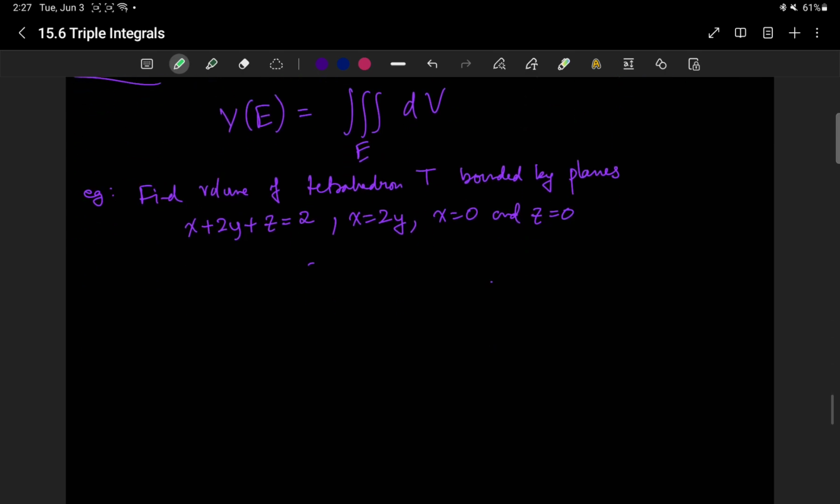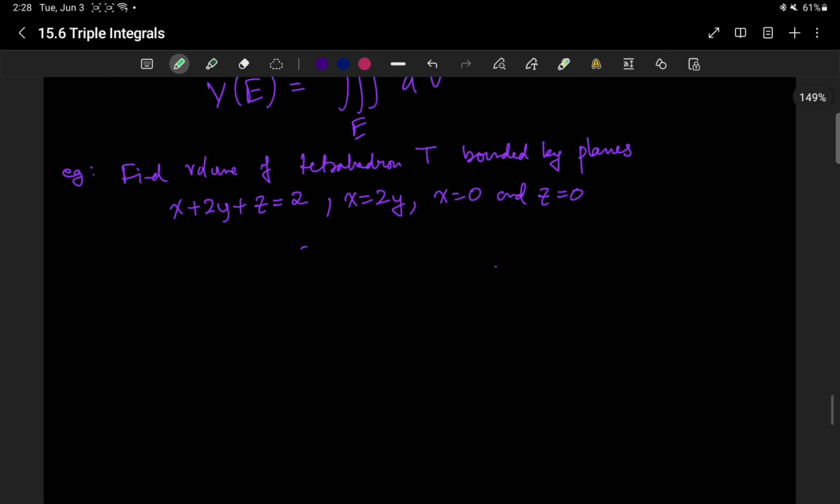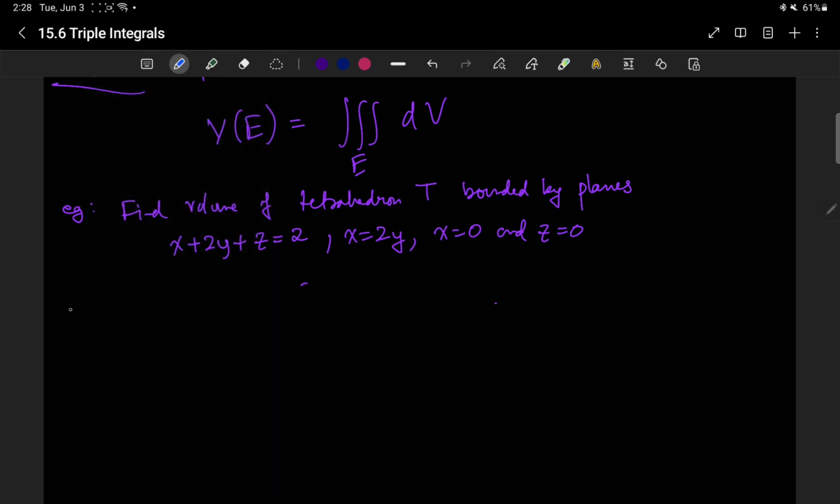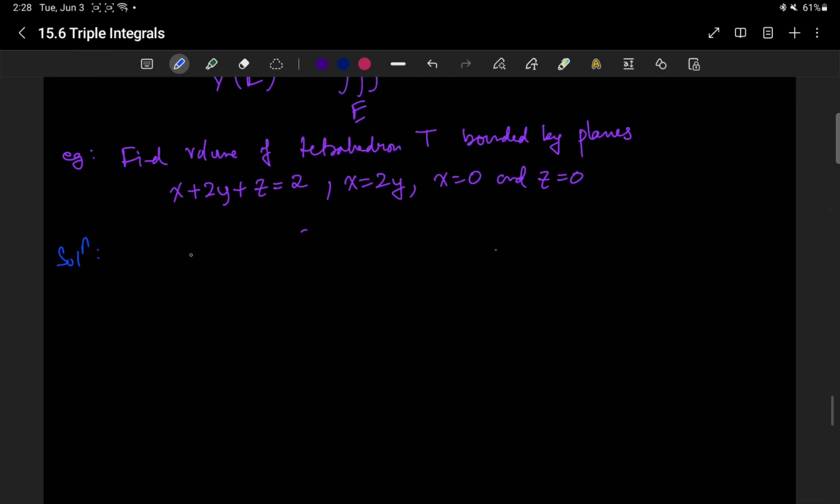So find the volume of the tetrahedron bounded by the planes x plus 2y plus z equals 2, x equals 2y, x equals 0, and z equals 0. Which means all you have to do is figure out the limits. If you figure out the limits of the triple integral, then you're just finding the integral of one constant function, and that's going to give you your volume. Let's look at the shape.